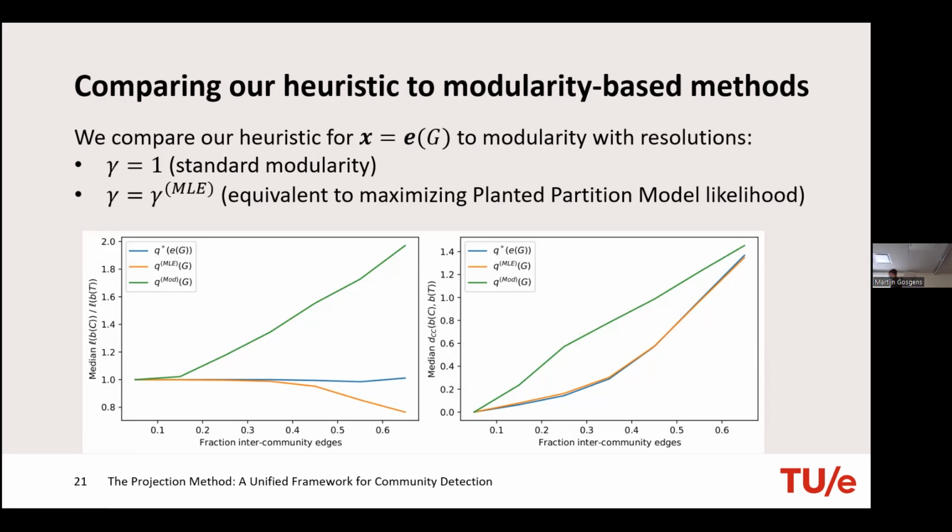And then over here we measure the performance in terms of the dissimilarity between these 2 clusterings. So this is the error of the community detection. We see that this green one, the standard modularity, performs quite poorly, and then we see that our heuristic and maximum likelihood perform roughly equivalently.